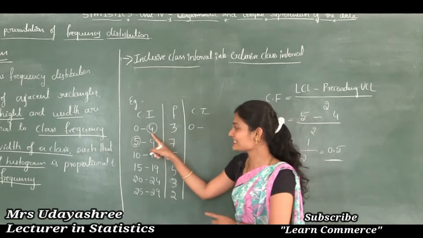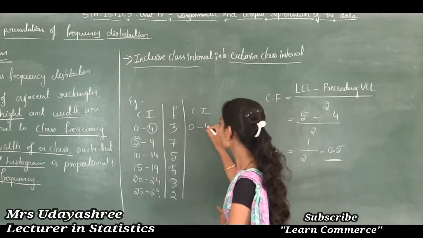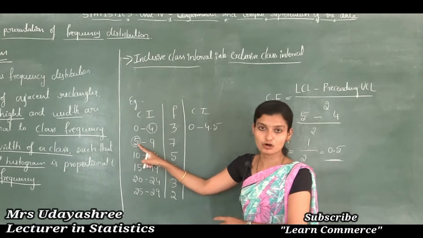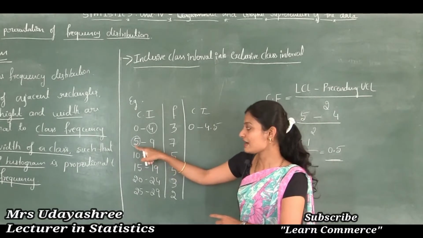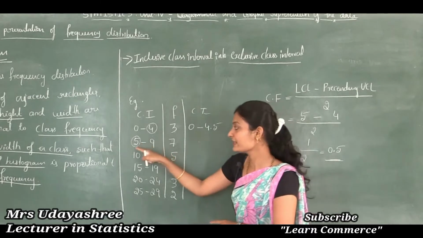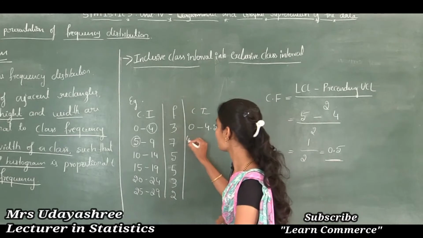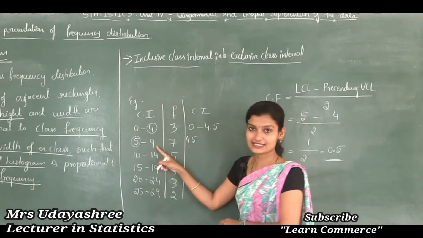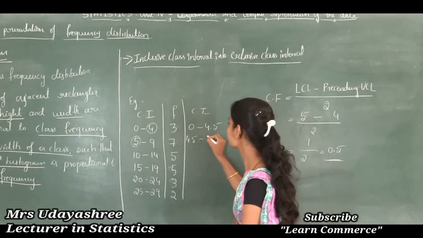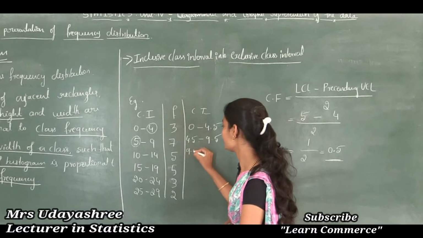Here the upper class limit is 4, so 4 plus 0.5 is 4.5. Then this is a lower class limit, so from it I subtract the correction factor: 5 minus 0.5 is 4.5. This is an upper class limit, so we add: 9 plus 0.5 is 9.5. Then 10 minus 0.5 is 9.5.